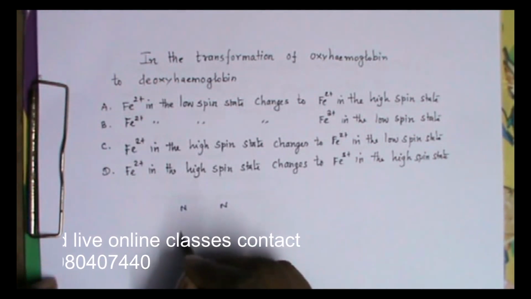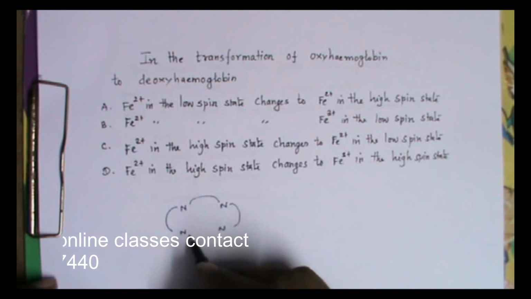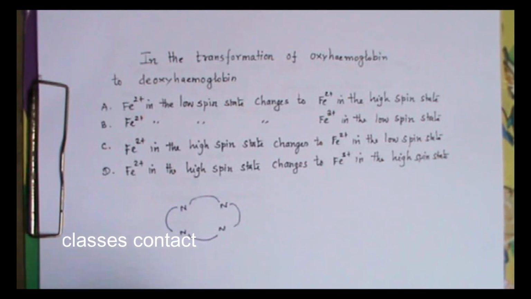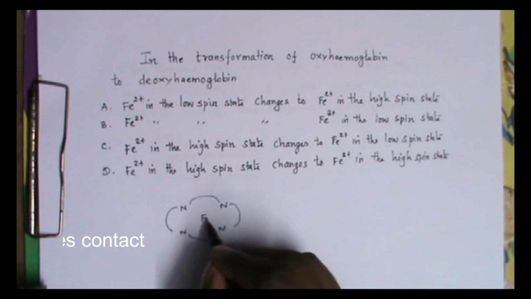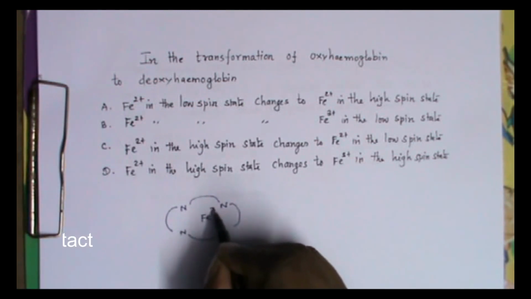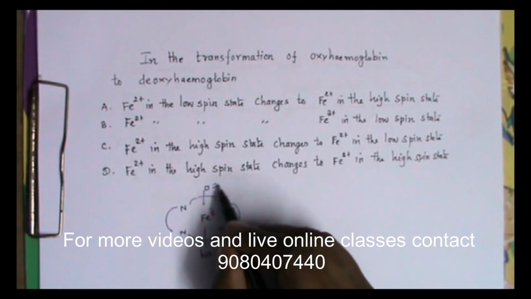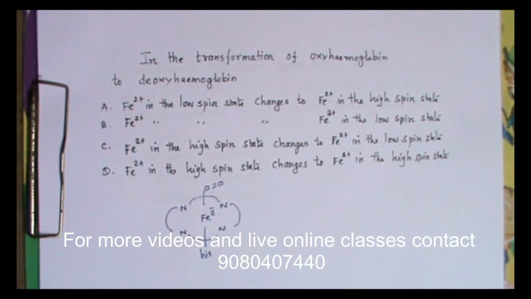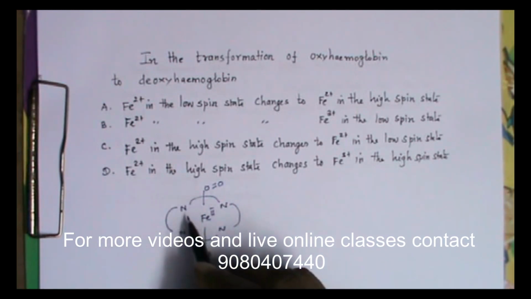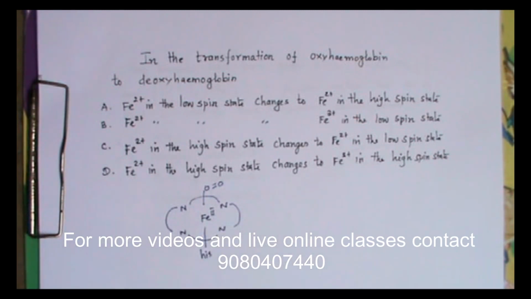Let us represent oxyhemoglobin like this. This is the porphyrin ring. In the middle I have Fe2+. At the bottom there will be histidine. The nitrogen of histidine will bind to this. Here, the oxygen molecule. This is oxyhemoglobin. In this, the 4 nitrogen atoms and Fe2+ are in the same plane.